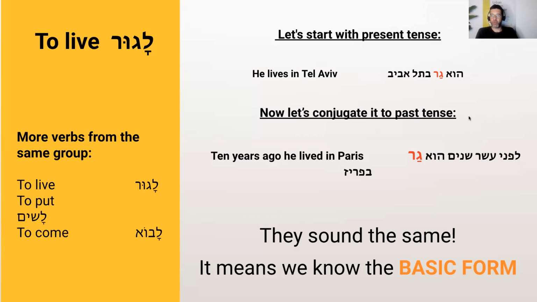Here are some more examples of verbs that work the same way. So we have to live, lagur, to put, lasim. I'm sorry, the Hebrew moved to the left side. Lasim, to put, okay? To come, lavo.